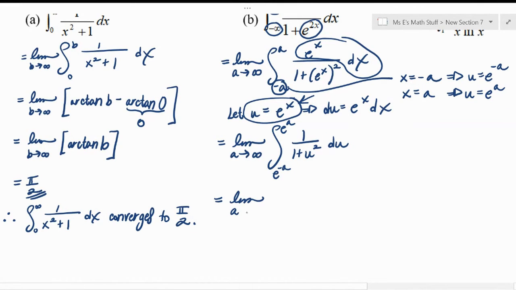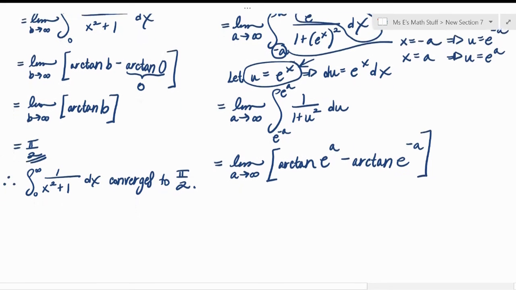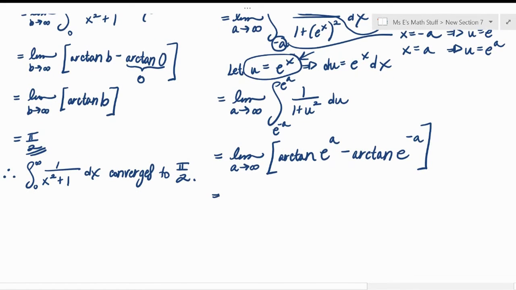We have the limit as a approaches infinity of arctangent of my upper bound minus arctangent of my lower bound. Okay, so now let's see what happens when we let a approach infinity. Right here, we'd have e to the infinity, which hopefully makes sense. That would be infinity. And then, what happens as your input on arctangent approaches infinity? Just like we talked about in part A, your value here would approach pi over 2.